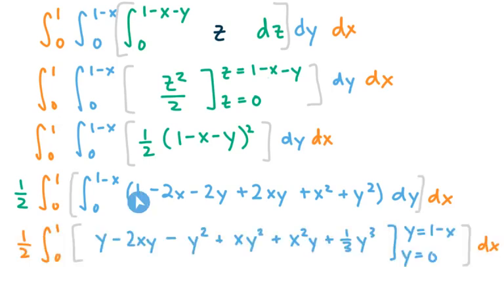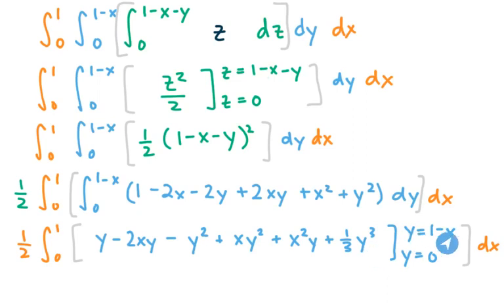So now we're going to integrate this with respect to y. So integrating each of those terms with respect to y, 1 becomes y, negative 2x, that's a constant, so we add a y. Negative 2y becomes y squared, plus 2xy, that's going to be a y squared over 2. The 2's cancel. We get xy squared. X squared is a constant, so we get x squared y. And then using our power rule to integrate, we get 1/3 y cubed. All right, so this is where it gets extra fun, right? Because now we've got to plug this function into this long drawn out expression here.